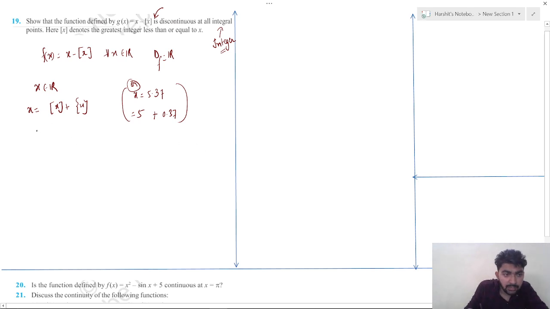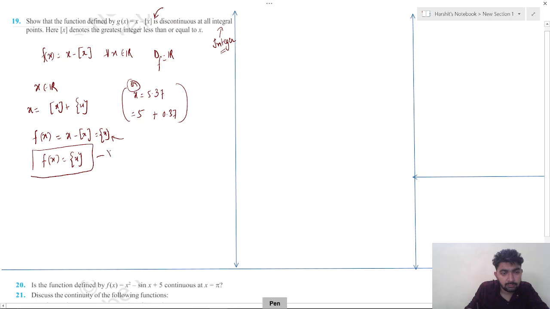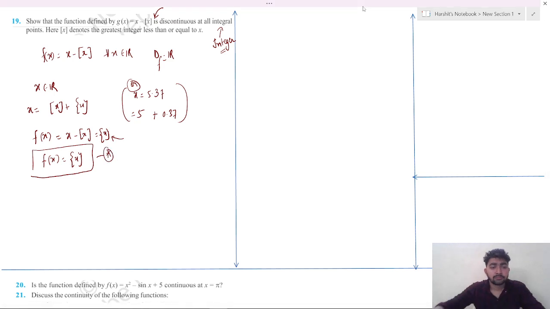So our function, x minus greatest integer of x, can be written as the fractional part of x. So f of x is basically the fractional part of x. I hope you understand this. This is our function, I assume it as star. Now first of all we will draw the graph of this function, and from that graph we can observe where it is discontinuous and where it is continuous.